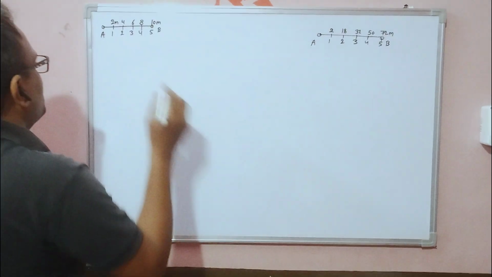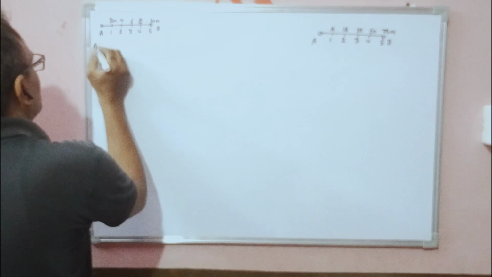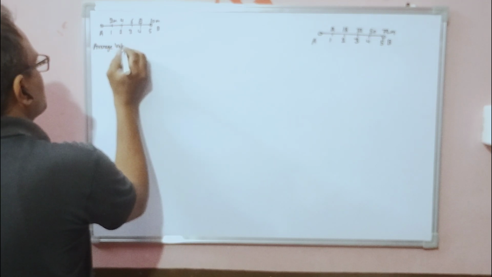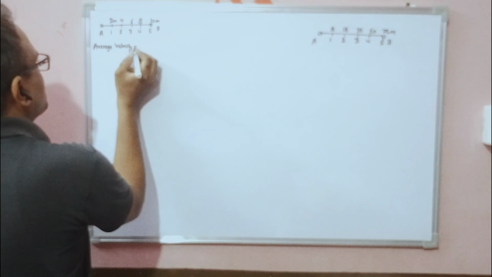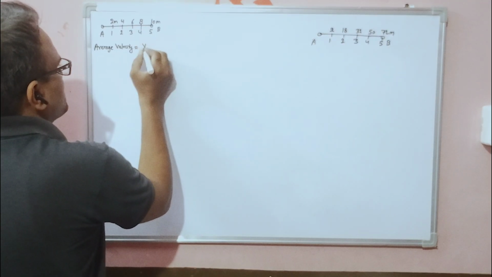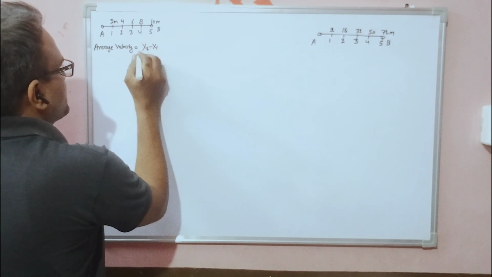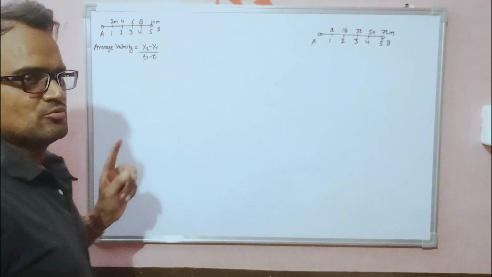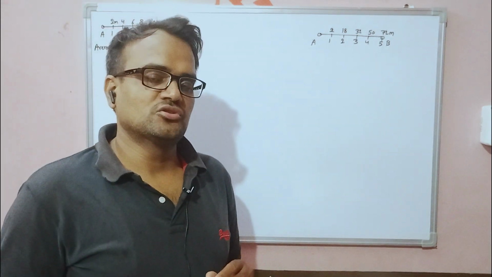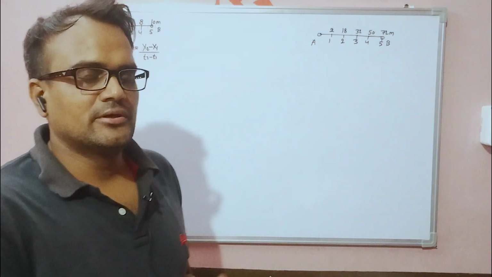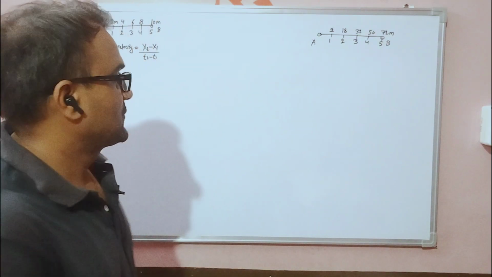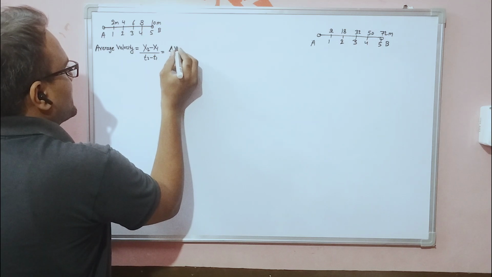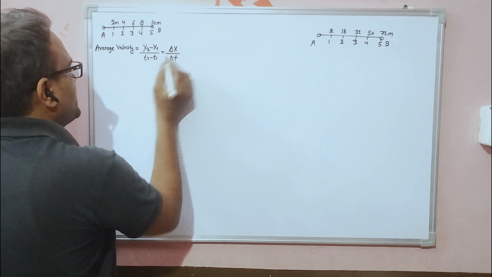Okay, so here first I want to calculate the average velocity. For this I will use x2 minus x1 upon t2 minus t1. What is this x2 minus x1? This is the change in position of the object between two instants of time. Okay, and I can write this as delta x over delta t.